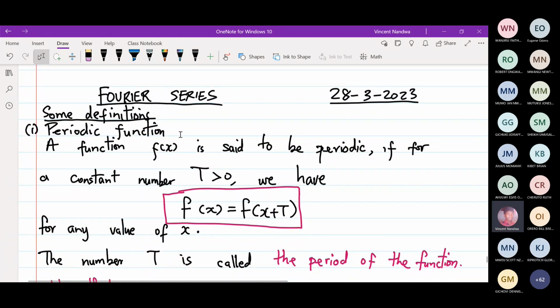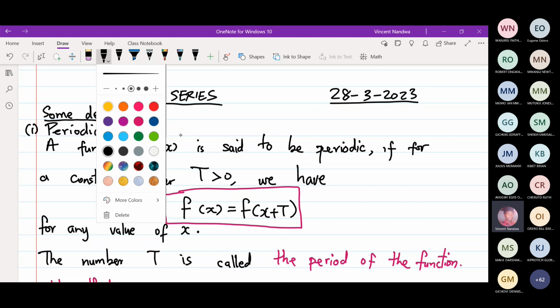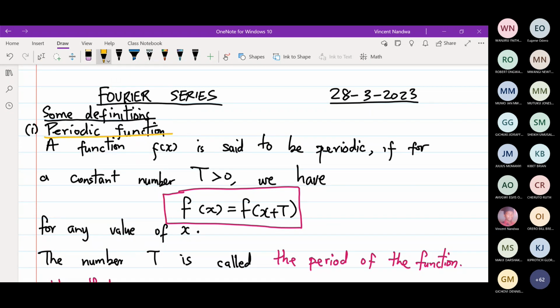Yes. Okay, good. So this is where we started from. The first was to define a periodic function. A function f of x is said to be periodic if for a constant number T, f of x is always the same as f of x plus T for any given value of x in the domain of the function f. And if that is the case, the number T is called the period of the function. So the number T defines what we call the period of the function f of x.